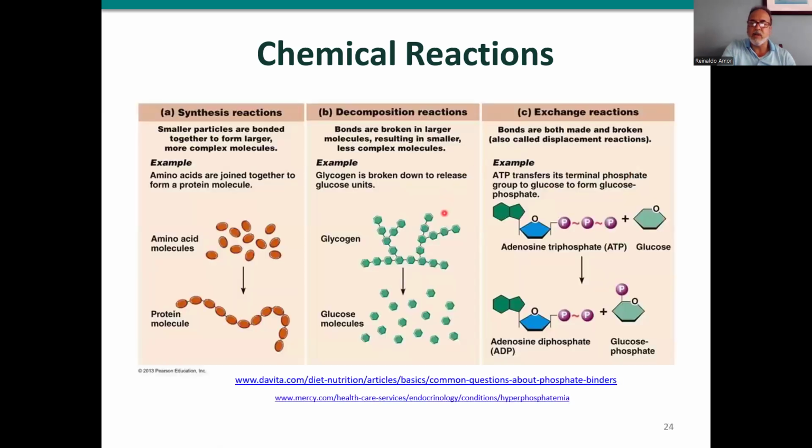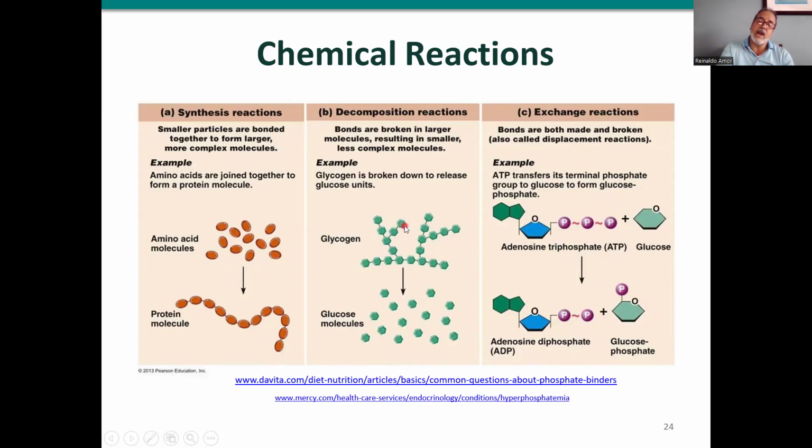I found an image here that shows you that. For example, here is adenosine triphosphate, or ATP, and here's glucose. When glucose is transported into the cell, energy is being invested. You break a bond, a phosphate bond, and you add it to glucose. So you break a bond, decomposition, and then you form a bond, synthesis. This is what we call an exchange reaction. The reason a phosphate is added to glucose is to trap it within the cell.